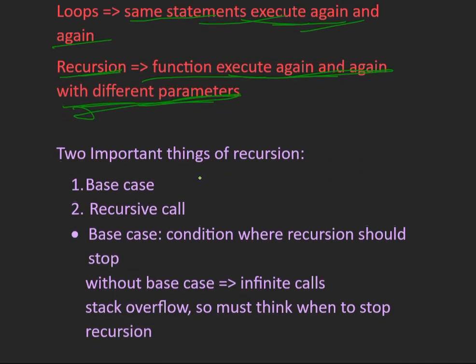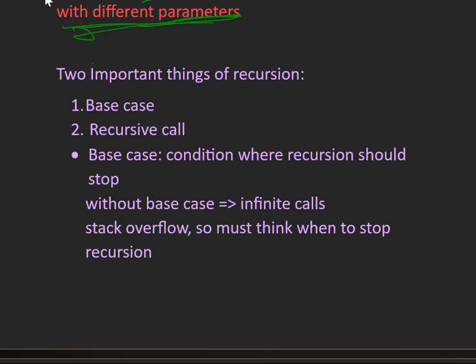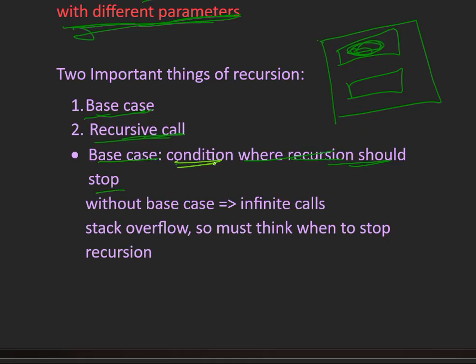Two important things that we should keep in mind for recursion are, first, the base case and second, the recursive call. So let's say this is a recursive function. Here there is a base case and then there is a recursive case. What does this base case tell the function? It tells the function where it should stop. So base case is a condition where the recursion should stop.